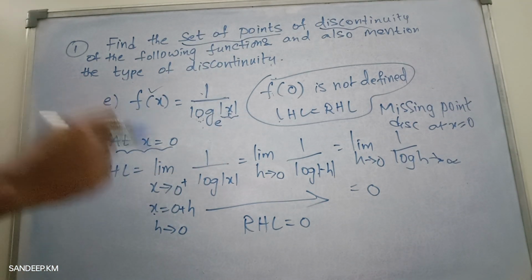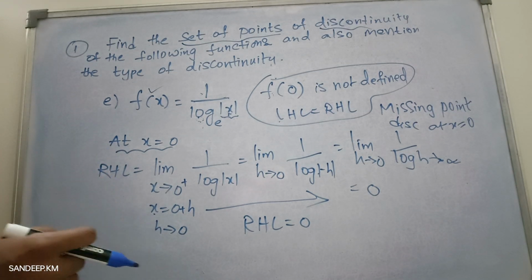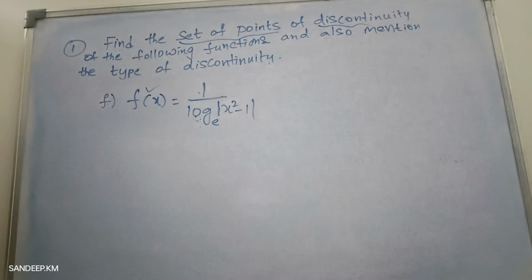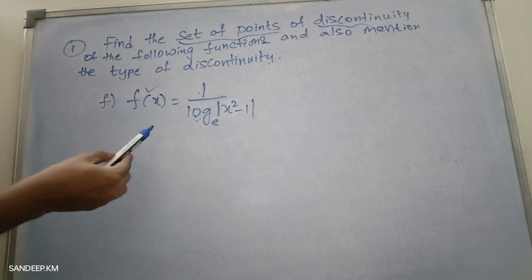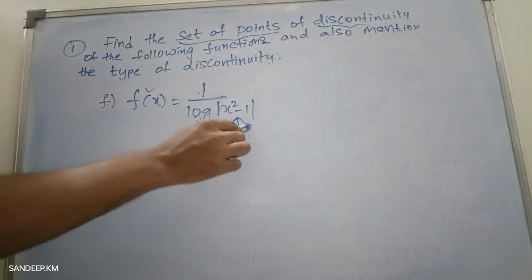Okay now, I'll give you a similar question. Try it and let me know what answer you got. What are the points of discontinuity, at what points, and what type of discontinuity also? So here is the question, here is the function, same as the previous question. Instead of x, we have x square minus 1.